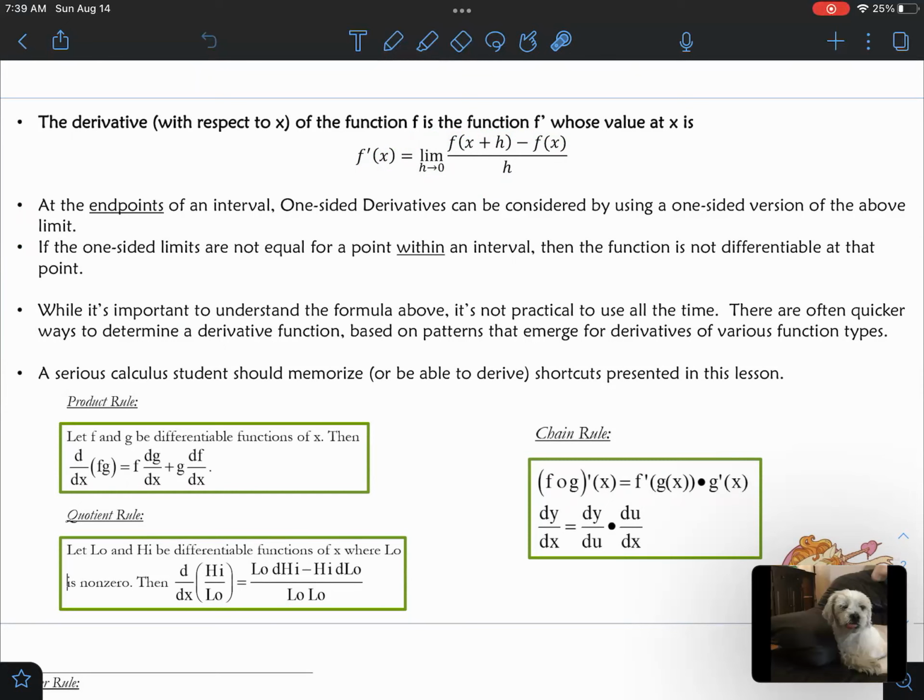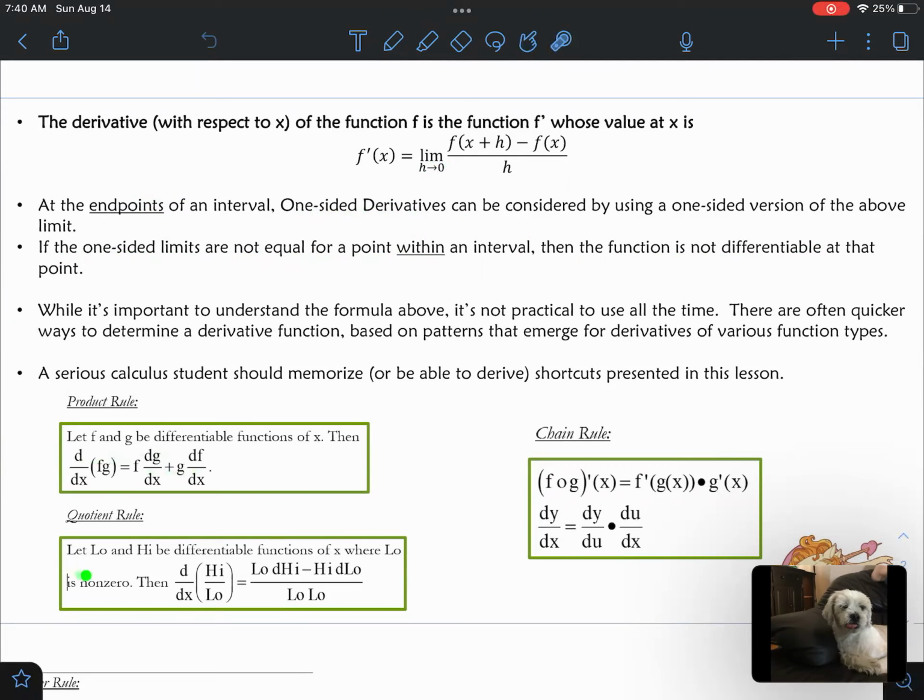Derivative definitions get kind of funky at endpoints. You are allowed to consider differentiability at an endpoint. You would just use a one-sided version of the limit above. If the one-sided limits are not equal for points that are not an endpoint, meaning they are within an interval, then we say the function is not differentiable. Okay. Anyway, moving on to shortcuts.